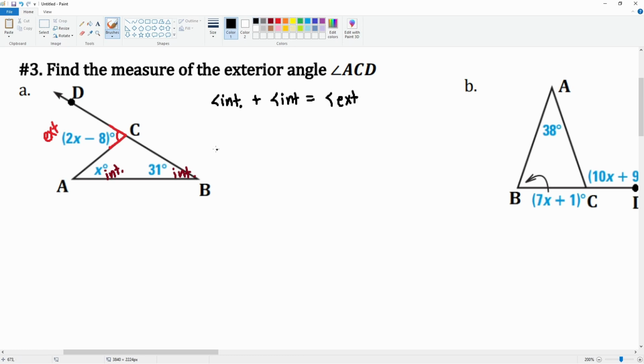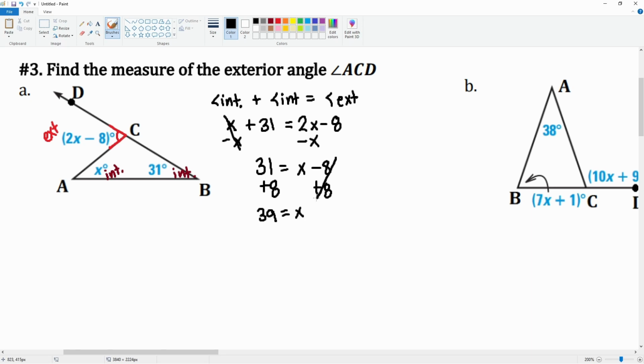So now we can just make the substitution. The first interior is x, the other interior is 31. That's going to be equaling to that exterior of 2x minus 8. Now we can solve. Minus x to both sides because I'm trying to get the variable on one side. This is going to cancel. 31 is equal to x minus 8. To get rid of the minus 8, we add 8 to both sides. This gets you 39 is equal to x.